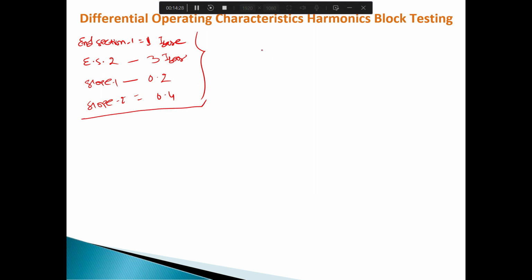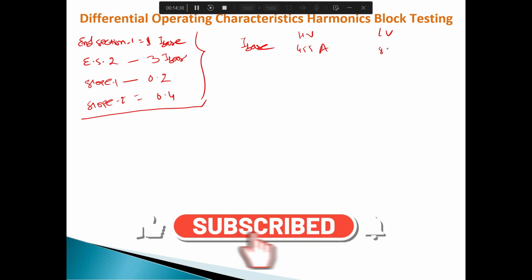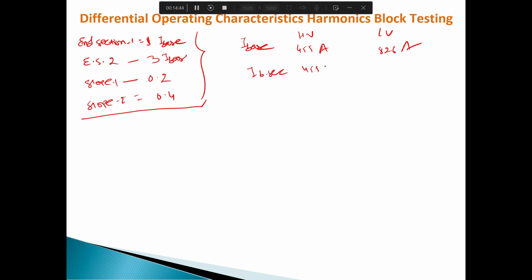First of all, I already know what my I base is. I base for HV and LV is respectively 455 ampere and 826 ampere. In terms of secondary, I base will be 455 milliampere and 516 milliampere for 1000 by 1 and 1600 by 1 ratio respectively. So end section 1 is basically 1 times I base.